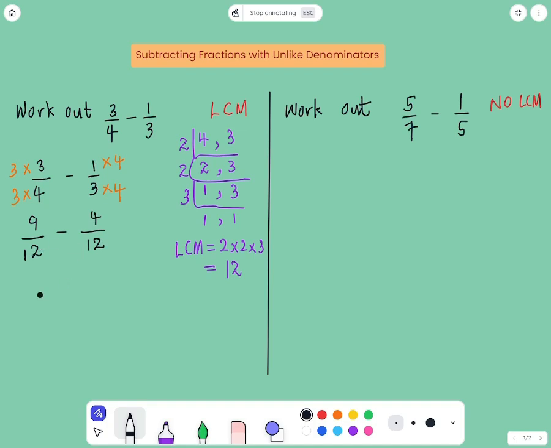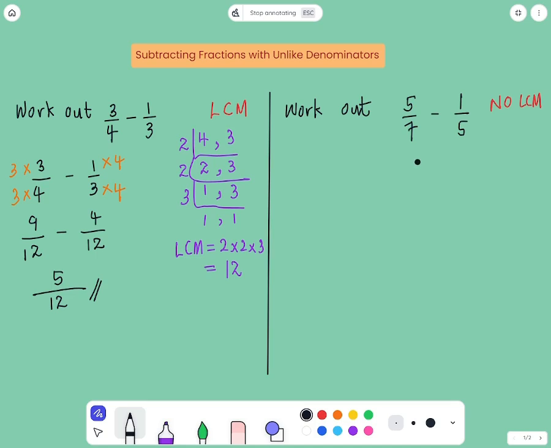Then the common denominator 12. Then you subtract the numerators. 9 subtract 4, that is 5. Easy.